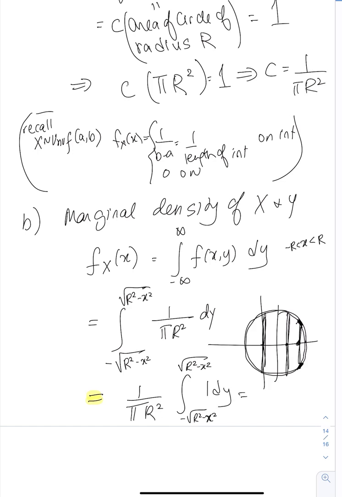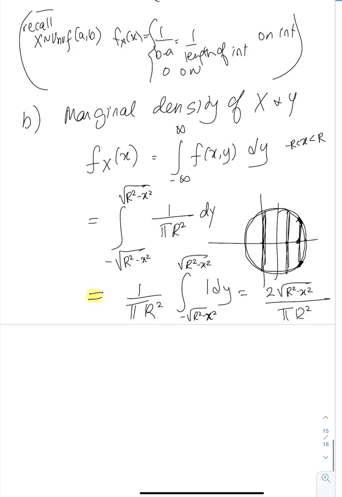All right, so this is just the integral of 1, which will be the top limit minus the bottom limit. So it'll be 2 square root of capital R squared minus x squared over pi R squared. And we need to write this down properly because we have to take into account that x is between negative R and R. So you have to put it all together nicely.